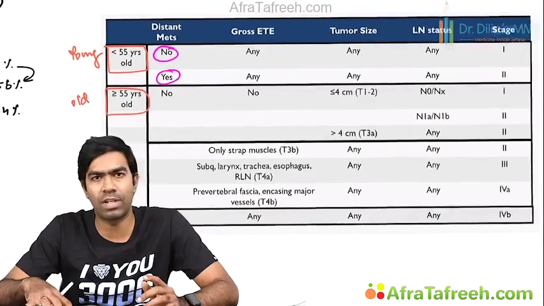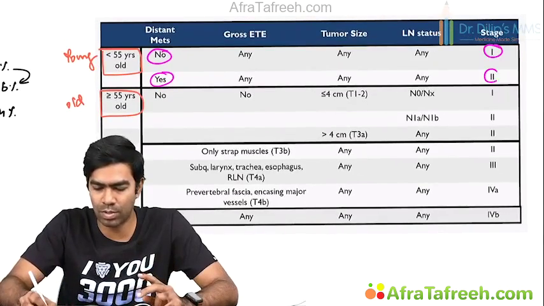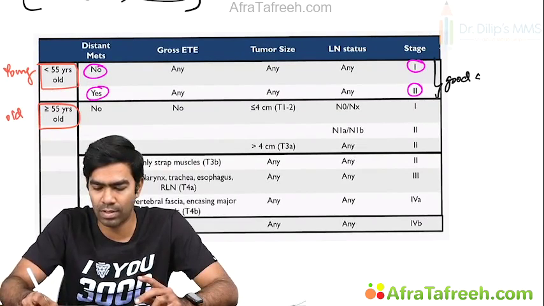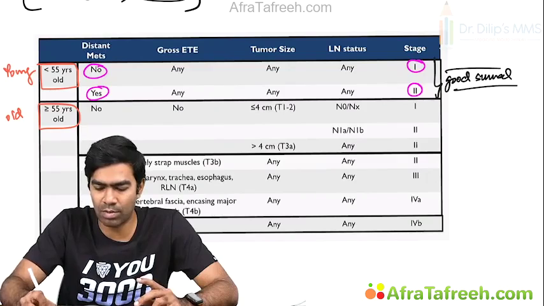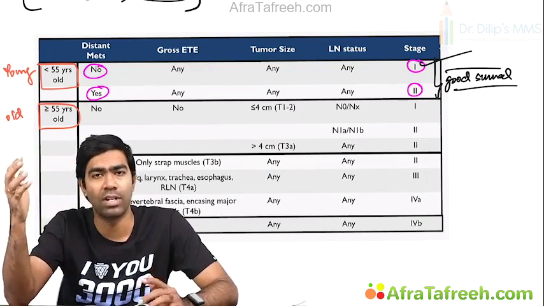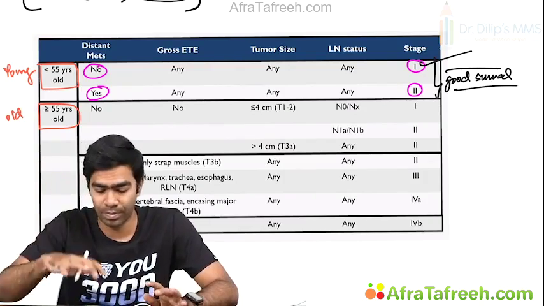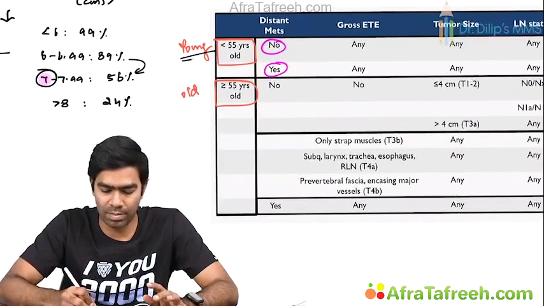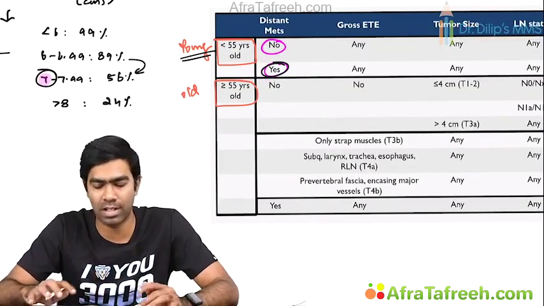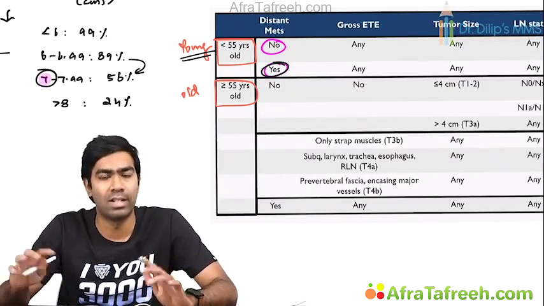So less than 55 years, you have only 2 stages, either stage 1 or stage 2. In fact, they have a good prognosis and a good survival. Stage 1 patients have almost 98.9% 10-year disease specific survival rates. It's very good. Younger patients by default have a better prognosis, even in the presence of a distant metastasis. And that's the only thing that matters in the younger patients.